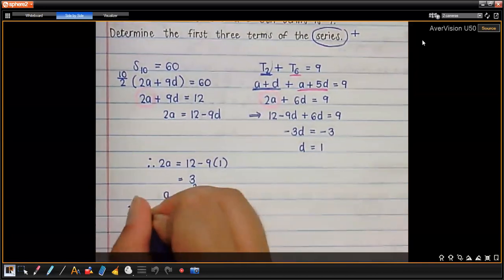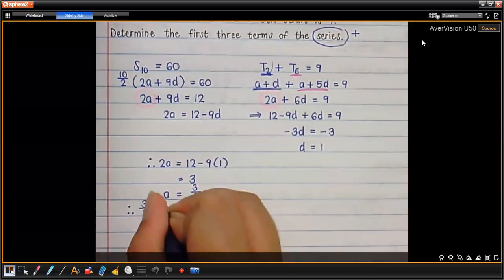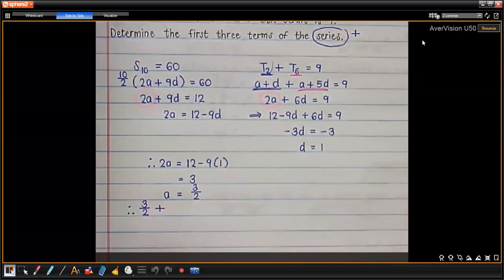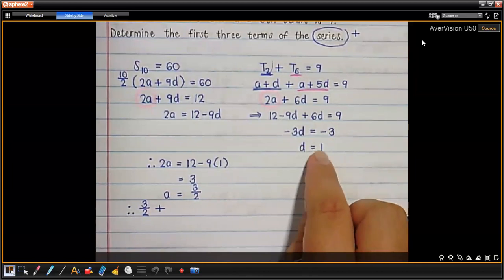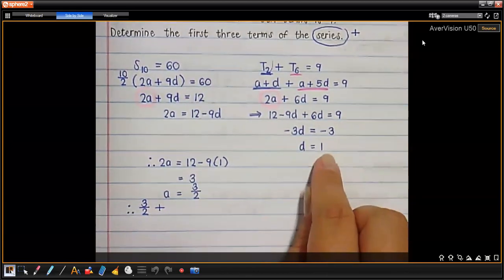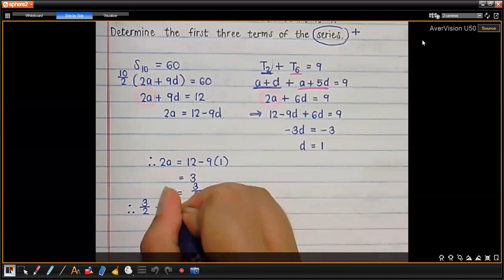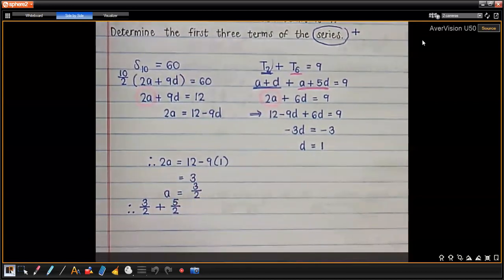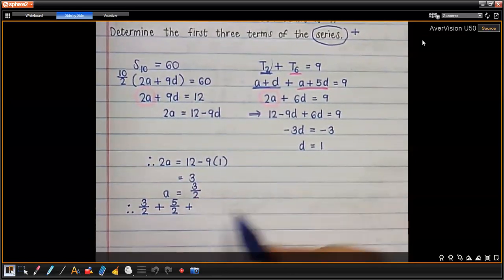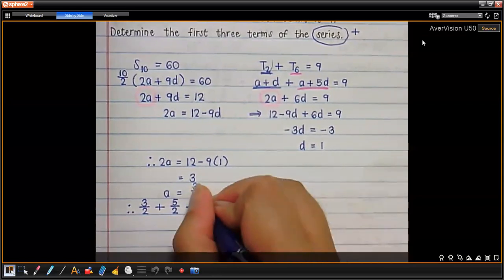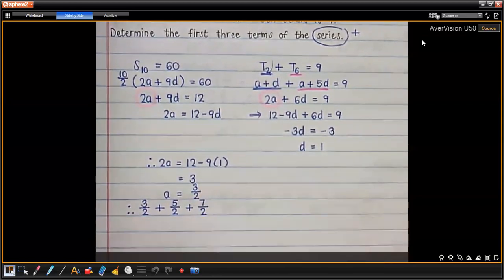So therefore, my first term is 3/2. Then I must put a plus because they're asking for the series. What do I do to get my next term? My constant difference is 1. So I can say 3/2 plus 1, which is 5/2, right? You can use a calculator if you want to, but 3/2 is 1.5, so this is 2.5. You can also write it like that, or in decimal form, that's fine. And then plus for the third term, we have 5/2 plus 1, which is 7/2.